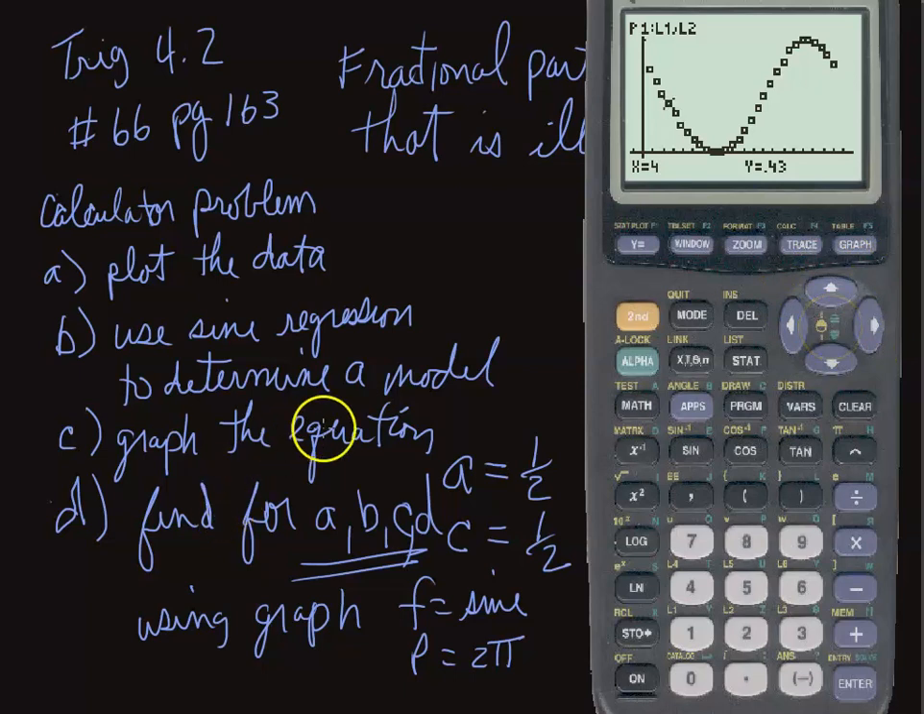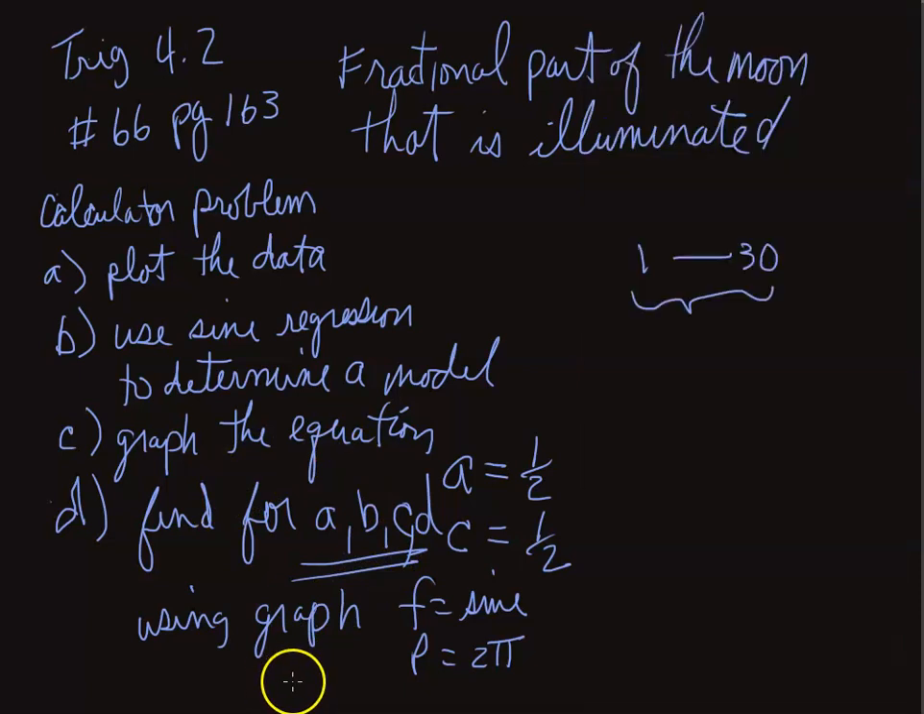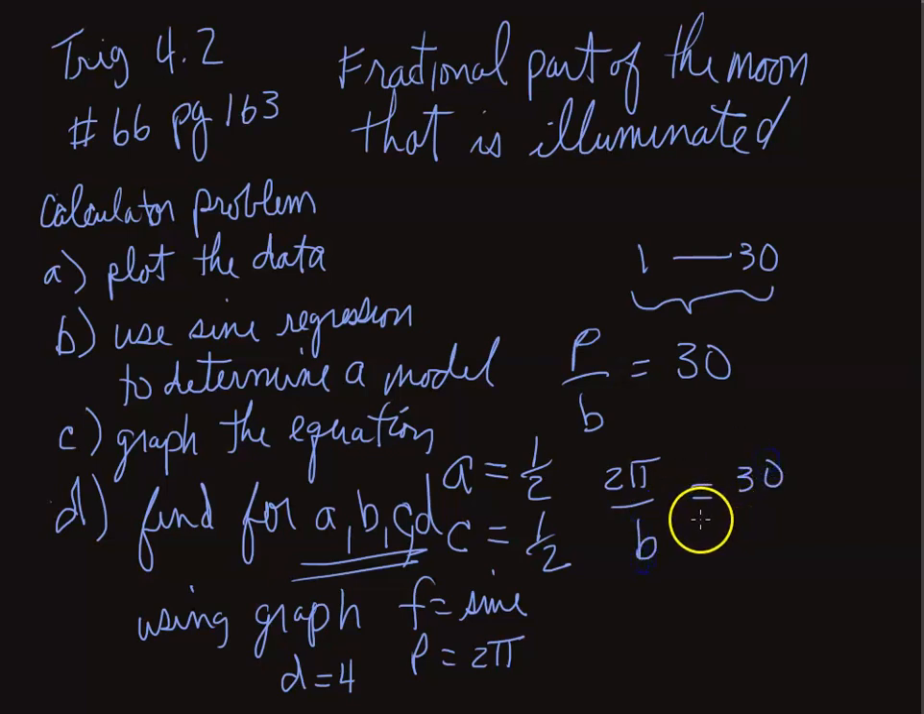So we know that the D is 4 to the right. P over B, if we know that 30 is the new P over B, then we can figure out what B is, because we know what P is. 2 pi over B is that 30. So 2 pi over 30 is the B, or that's pi over 15 is the B.